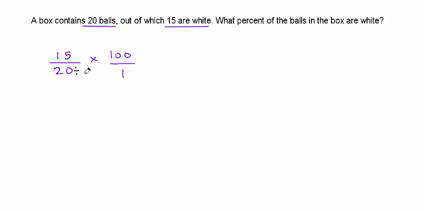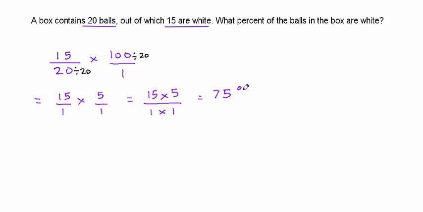Divide 100 and 20 by 20 each, so that you have 15 over 1 times, 100 divided by 20 is 5, 5 over 1, that is 15 times 5 over 1 times 1, that is 75%. So 75% of the balls in the box are white.